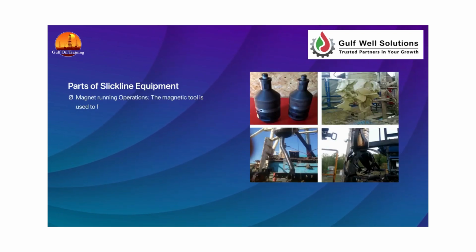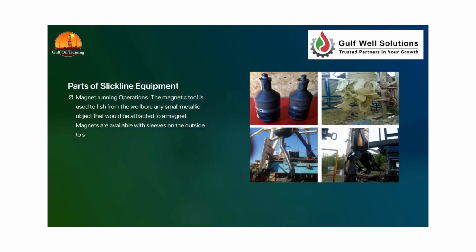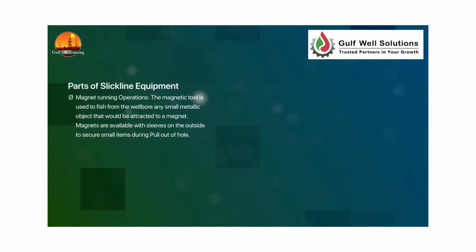Magnet running operations. The magnetic tool is used to fish from the wellbore any small metallic object that would be attracted to a magnet. Magnets are available with sleeves on the outside to secure small items during pull-out of hole.